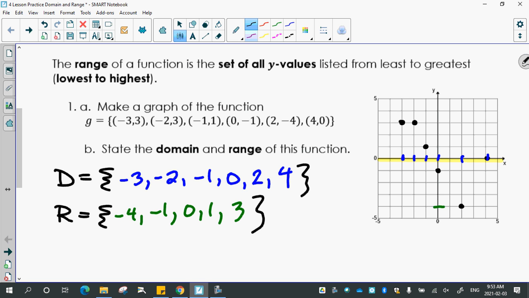So there's our domain and our range listed out explicitly. So this is all of the values in the domain from lowest to highest, and all the values in the range from lowest to highest. Would this be a function? Yes? It passes the vertical line test. Awesome.